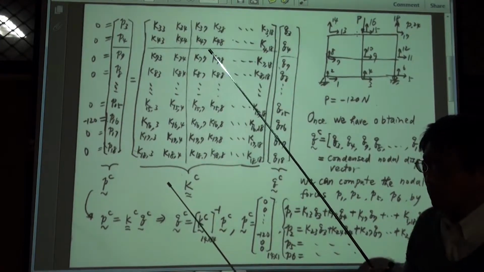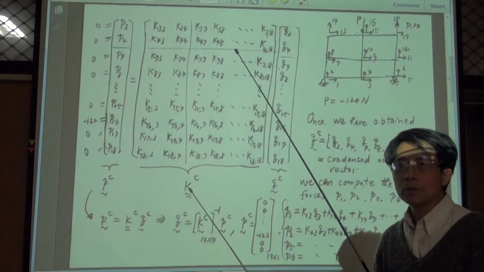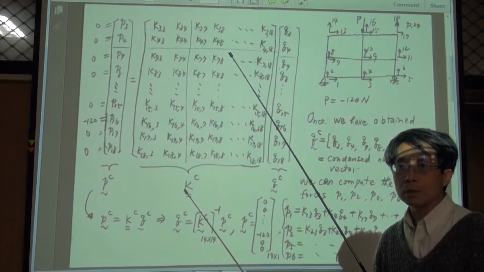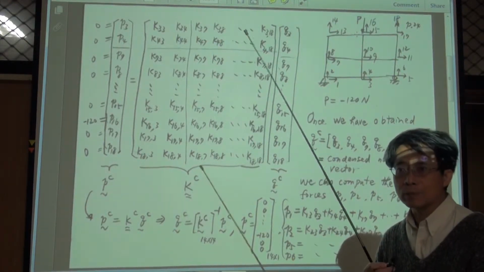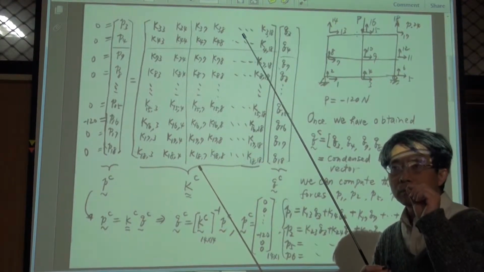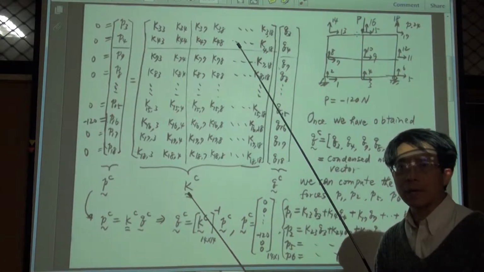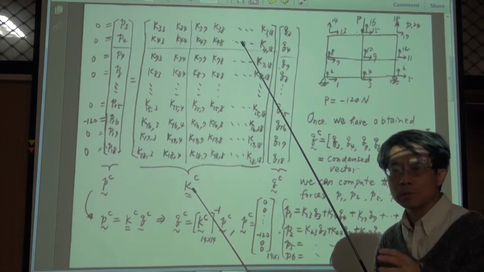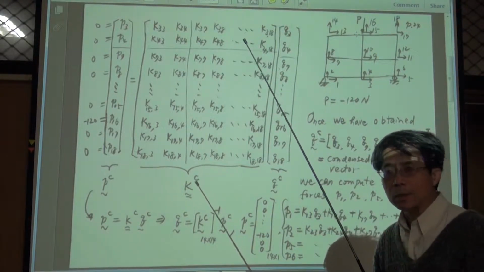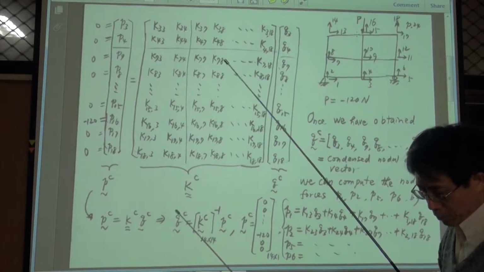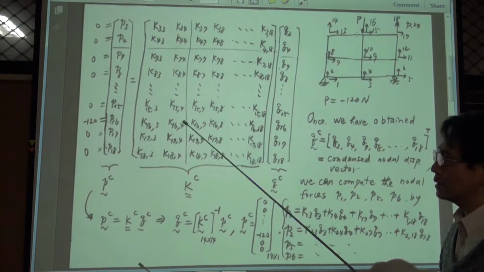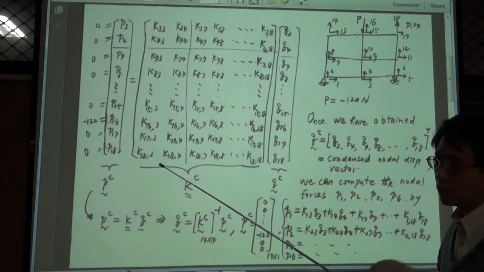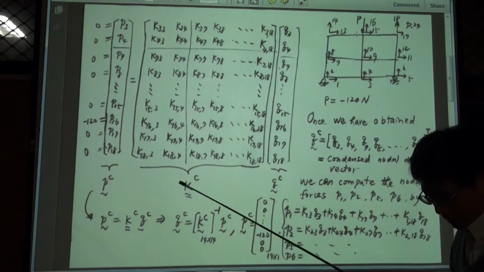Then we can use these nodal displacements to find the continuous displacement field by the shape function concept. We multiply the shape function with the nodal displacement to give the continuous displacement distribution. Once you get the continuous displacement distribution, you can have the strain and the stress.